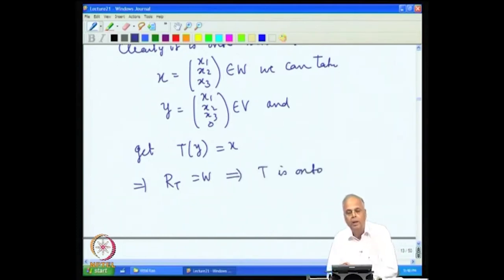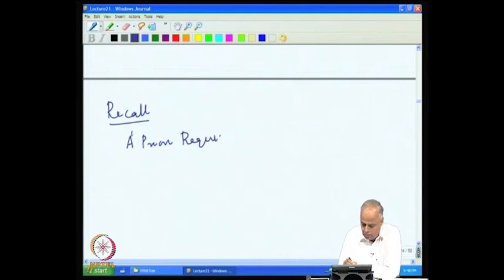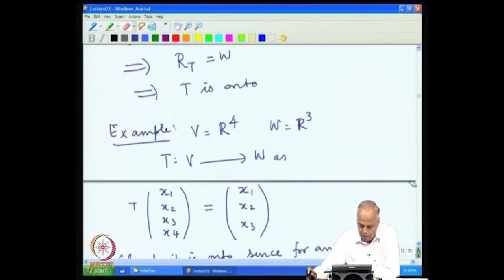And as observed earlier, in this case, we have the dimension of V greater than or equal to the dimension of W. So now, recall, the a priori requirement to have a 1-1 linear transformation was that the dimension of V was less than or equal to the dimension of W. I am sorry, this is on the other side. So, let us summarize both of them carefully. Let us go back and look at what exactly we had.